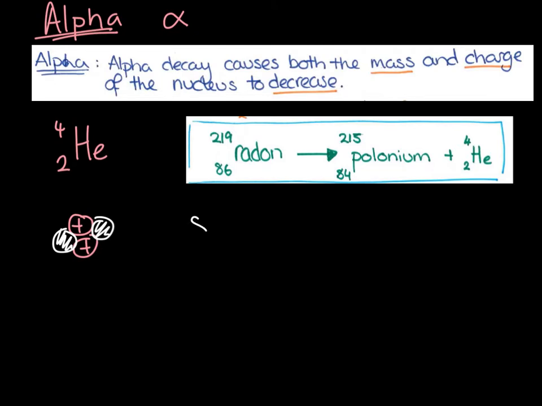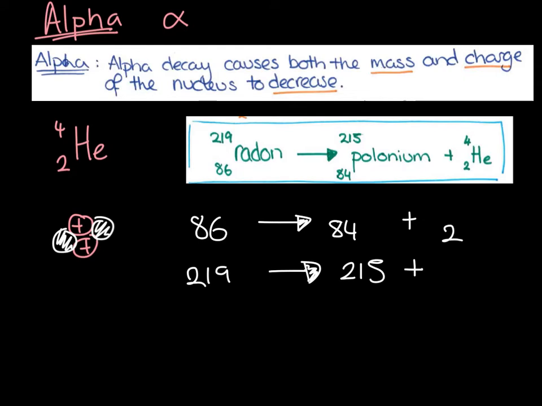If we had 86 protons to start with, and that radon turns into polonium that's only got 84 protons, then I need to make sure that I've got 2 protons somewhere else. So 84 plus 2 equals 86. So we say that this part of the equation is balanced, and that's a good thing, because otherwise the equation is wrong. And we can look at the top and balance the top numbers as well. So 219 goes into 215 plus 4. 215 plus 4 equals 219. So this equation is balanced.